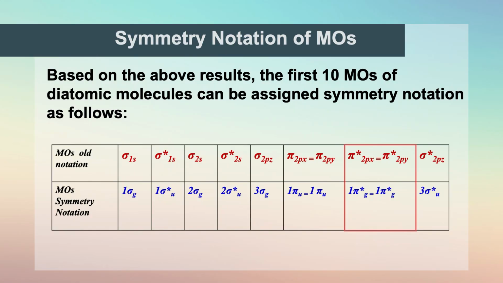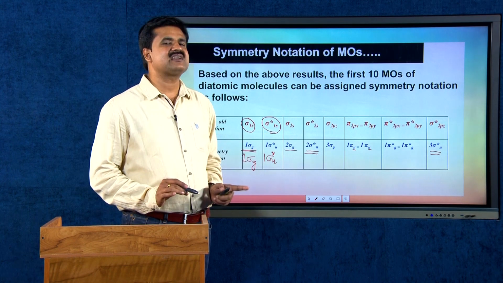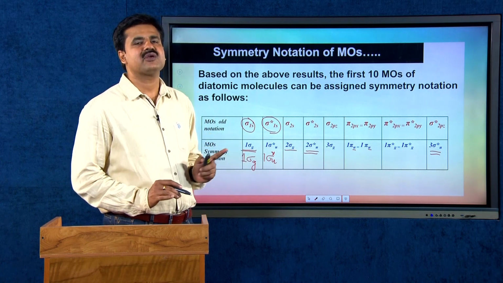Similarly, pi star orbitals are gerade. So 1 pi star g. This 1 indicates that this is the first pi star orbital that appears. So 1 pi star g equal to 1 pi star g. And finally, sigma star 2pz is transformed into 3 sigma star u. Therefore, this is the symmetry notation of the first 10 molecular orbitals.